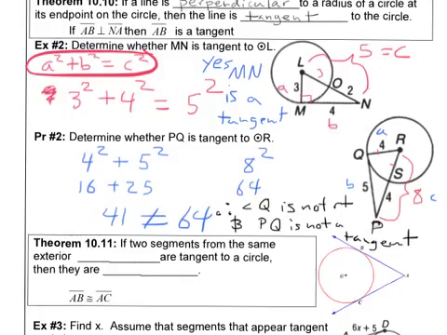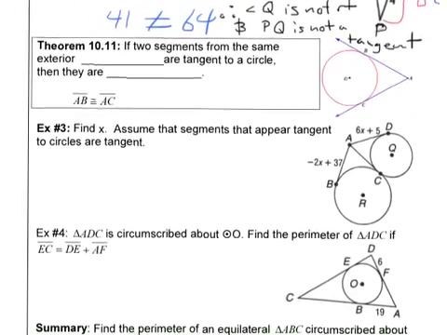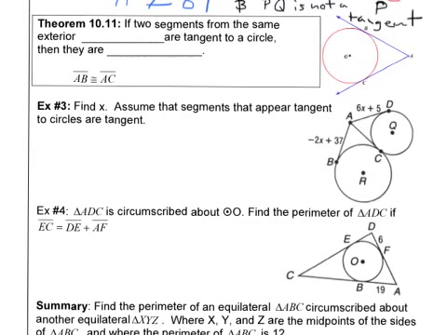Okay, let's take a look at the next theorem. It says, if two segments from the same exterior point are tangent to a circle, then they are congruent. And they are congruent. So you can see over here, I have two segments or lines. It could also apply to lines.